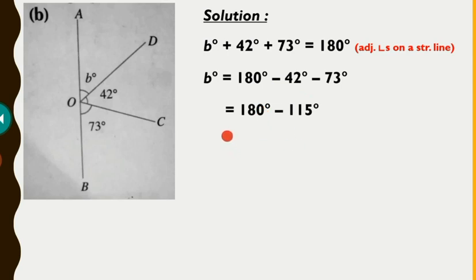Okay, so in the next step, when 115 degrees is subtracted from 180 degrees, it will become 65 degrees. So we can say that the unknown value b is equal to 65 degrees. Okay, this is the answer.